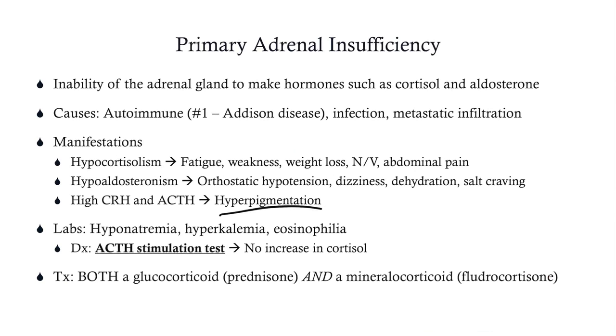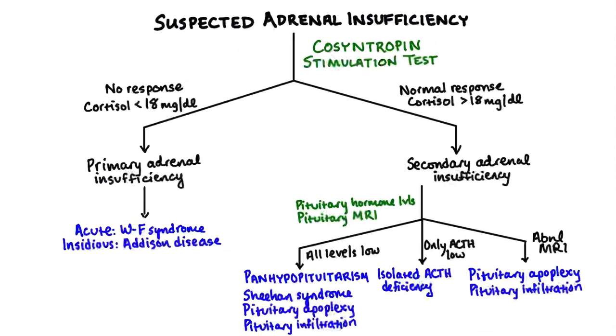To diagnose this, you do an ACTH stimulation test, and you'll see no increase in cortisol because it's the adrenals that are the problem. If it was the pituitary that was the problem, wasn't making ACTH, then if you give cosyntropin or synthetic ACTH, the adrenals will respond and you will have a response. So it's our way of distinguishing whether this is a problem with the pituitary or a problem with the adrenal gland. The treatment is to give both a glucocorticoid and a mineralocorticoid.